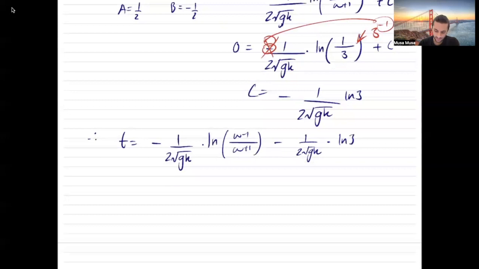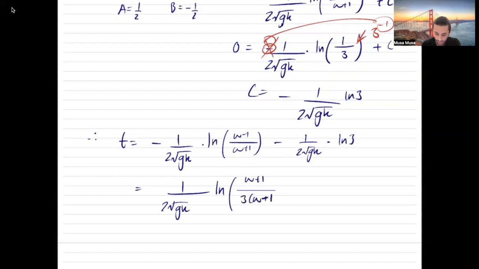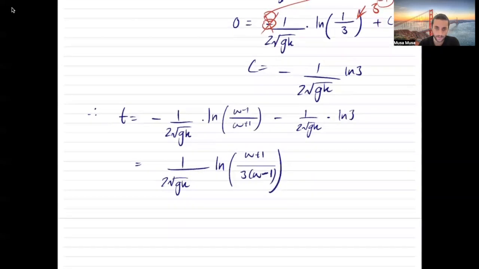What I'm thinking is, this is 1 over 2 root gk ln of (w plus 1) on 3(w minus 1). I did that by just factoring this out, taking the negative, putting it in there, these swap positions, and then minusing ln 3 means dividing by 3 within the ln. Nice. Okay, so I think that's that.